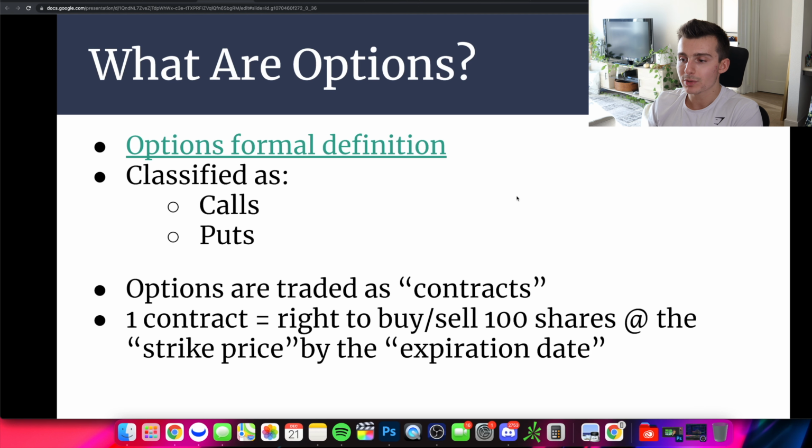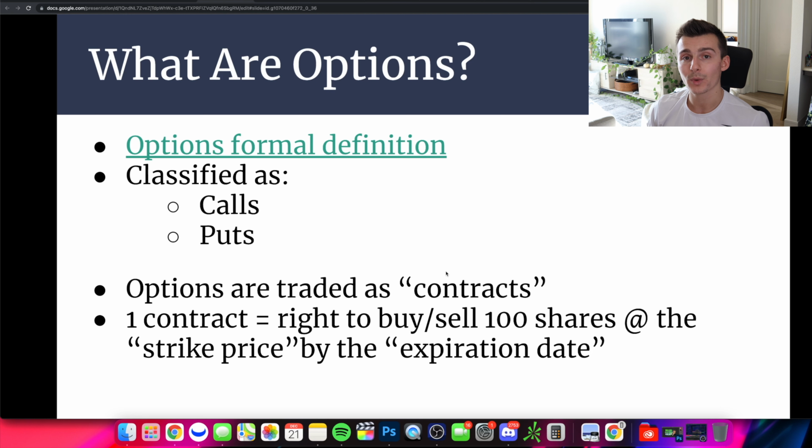Options are essentially you getting the right to buy or sell 100 shares at a specified price by a specified date. Okay, the specified price is the strike price and the date is the expiration date. You'll buy calls or puts. You could sell calls, you can sell puts as well, but most people focus on buying calls. They think the stock is going to go up, you buy a call. You think a stock is going to go down, you buy a put.